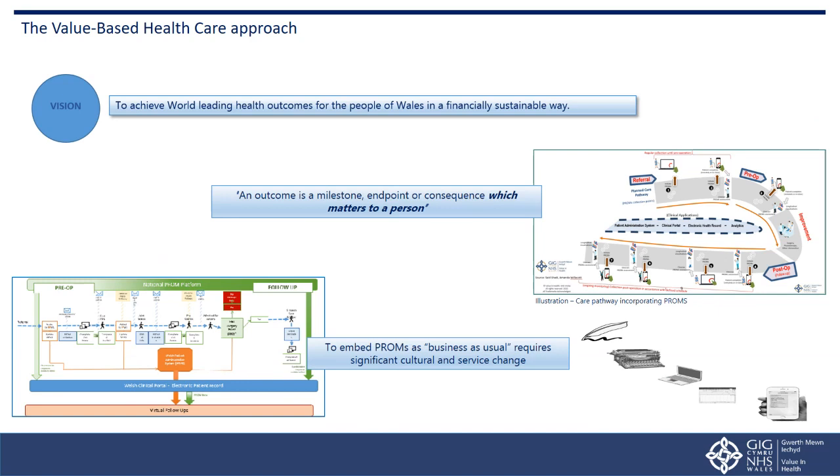So, we see outcomes as the important milestones in the lives of patients that matter to them, so we do need to measure this. A key element of the Value in Health approach is to electronically collect patient-reported outcome measures routinely and at pace and scale. And it's important to embed the collection and the utilisation of PROMs as business as usual. Next slide, please.